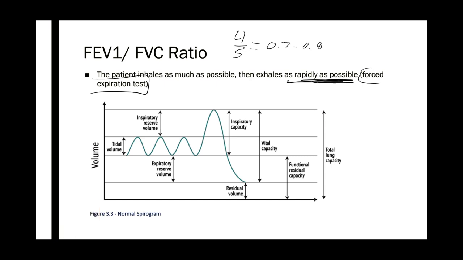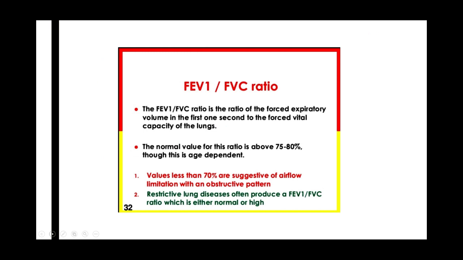And restrictive lung disease, you might see something like 3/3, and then obstructive lung disease, you might see something like 1/3. This is another explanation of the FEV1 over FVC ratio.